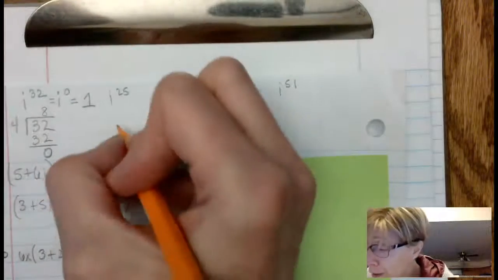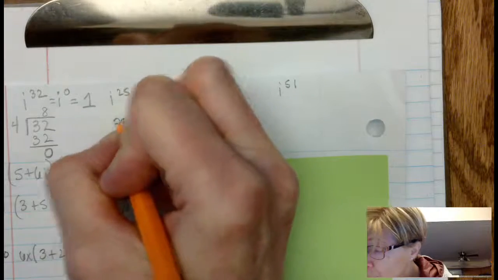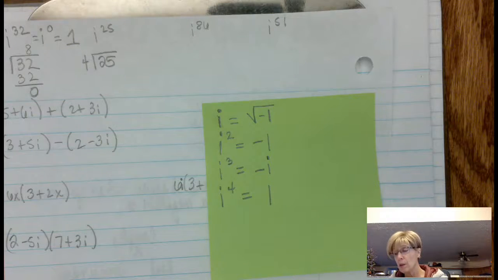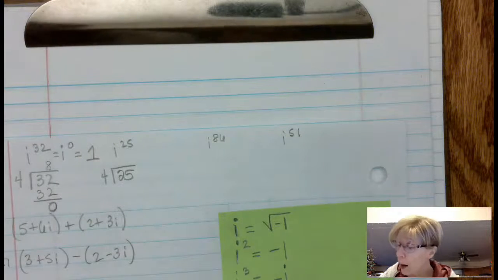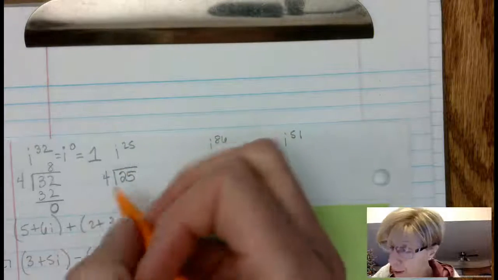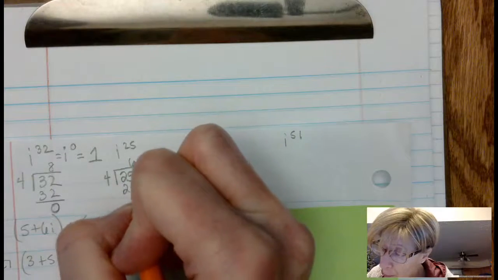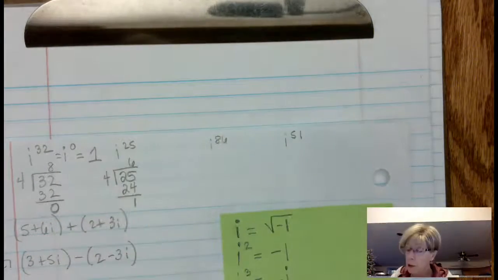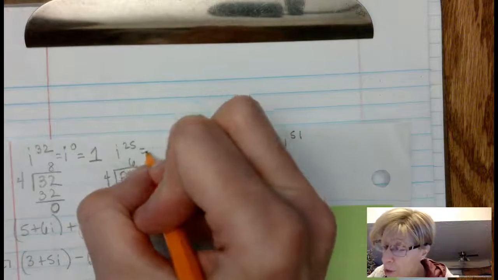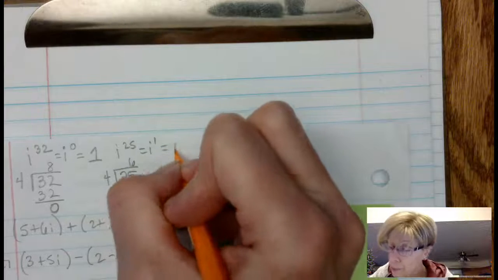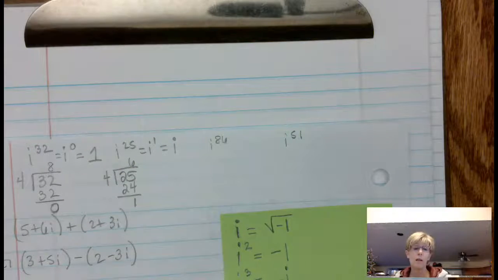Well, i to the 25th. We're always dividing by 4 because if you look at that green post-it note, i to the 4th is 1. So how many times is 1 happening in here? So i to the 4 goes into 25 6 times. We get a remainder of 1. So i to the 25th is the same thing as i to the 1st. So i to the 25th is i.